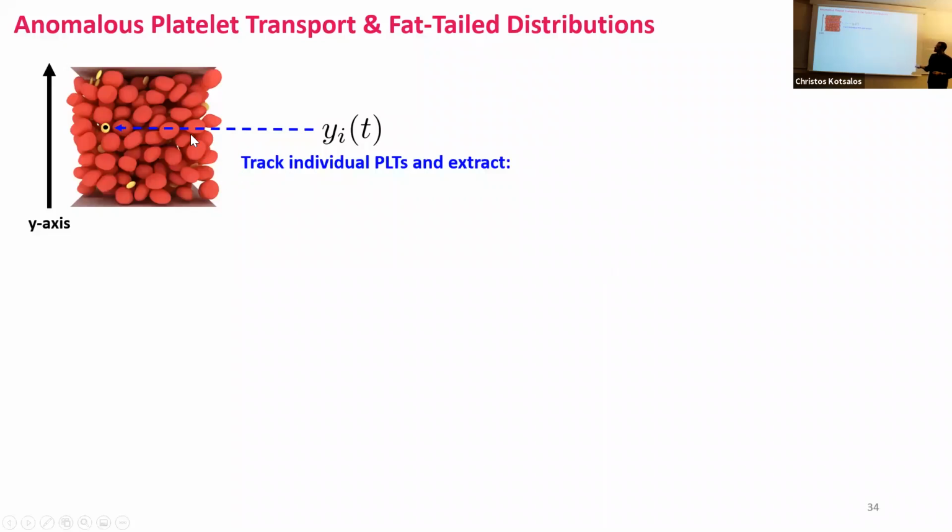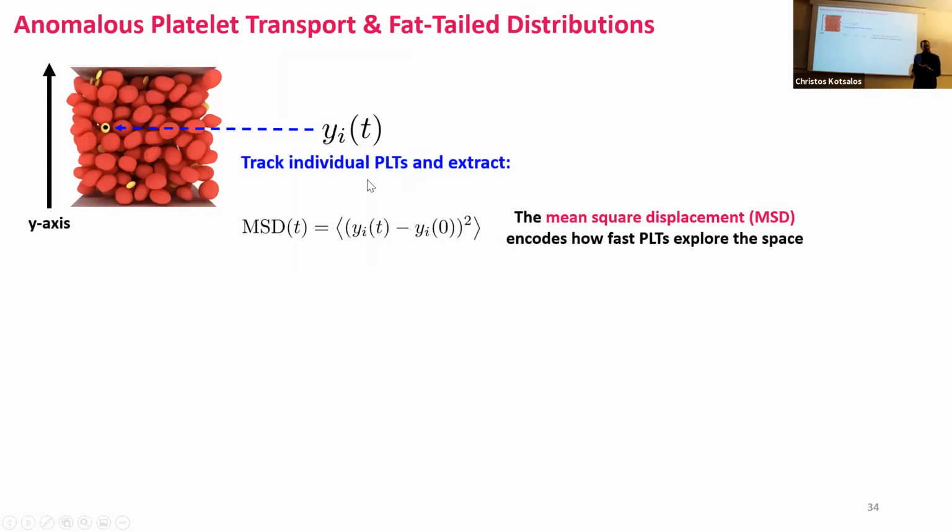In our normal simulations, we track individual platelets and extract the mean square displacement. The mean square displacement, which is this formula over here, encodes how fast the platelets explore the space, so essentially how fast they move away from their initial position. The slope of the mean square displacement is traditionally linked to the diffusion coefficient of the platelets. If the platelets follow a diffusion process, we can immediately use this value from our simulations. This is actually what we did at the beginning.